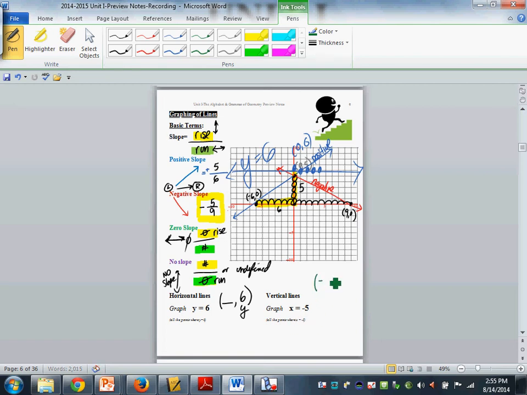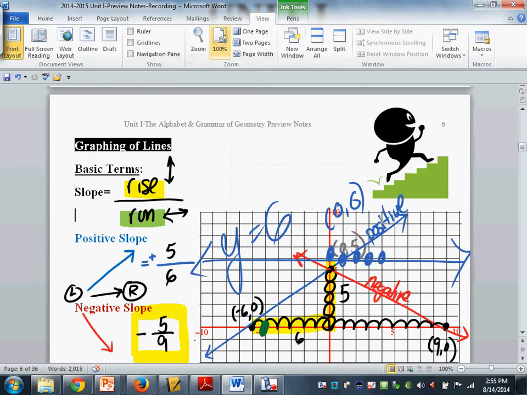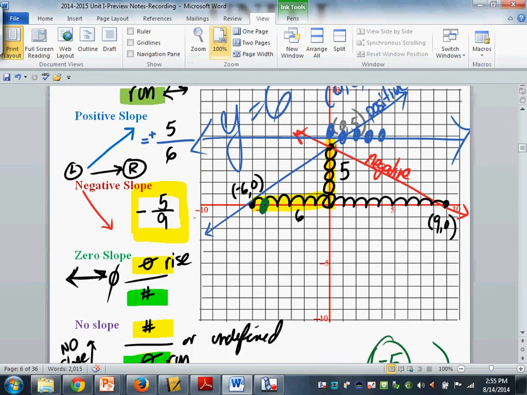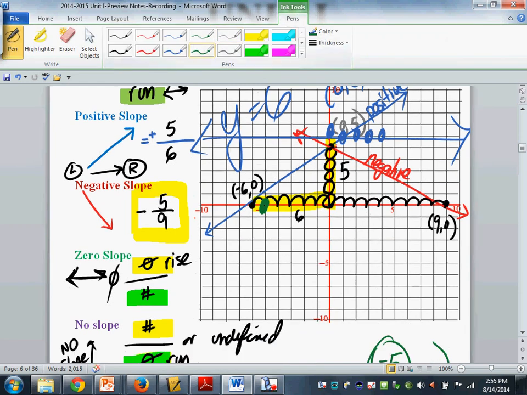X equals negative 5. That means all the points where there's a negative 5 and a something. So now your x is negative 5. Again, the easiest way to graph this is just a bunch of points. So we're going to do negative 5, 0, negative 5, 1, negative 5, 2, and let's see what we get. Negative 5, 0 is right there. Negative 5, 1 is right here.